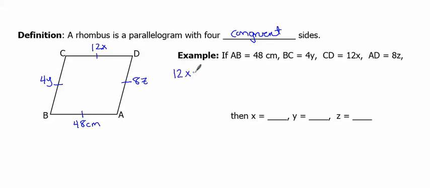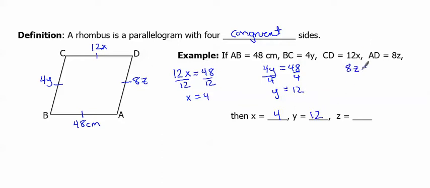So I could say 12x equals 48 and solve by dividing both sides by 12 and get x equals 4. I could also say that 4y is equal to 48, divide both sides by 4, and y equals 12. Finally, 8z equals 48, divide both sides by 8, and z equals 6.